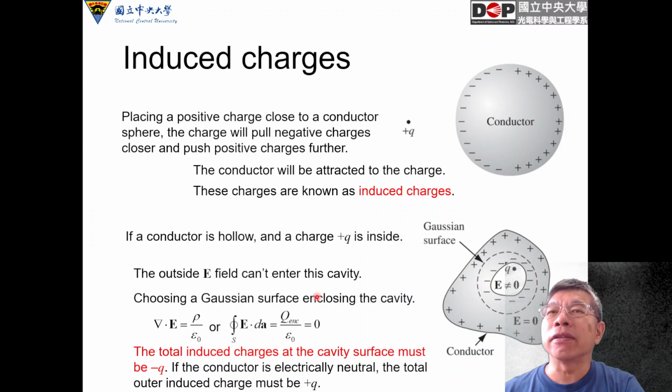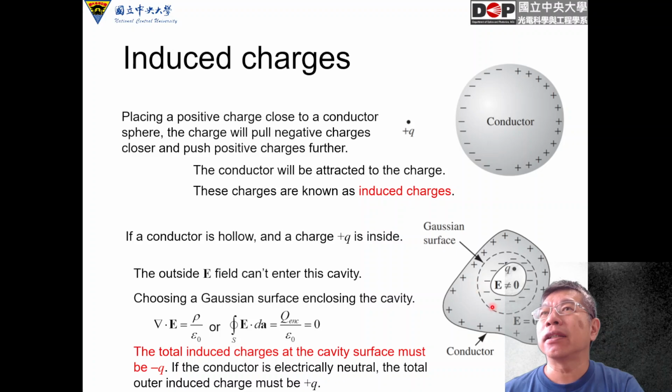So now we know the Gauss law. So the total induced charge at the cavity surface must be negative of this charge, because we chose it, it must be the enclosed charge. There is no electric field inside the conductor. That's what we said. So this electric field must be zero, and we know we place a charge Q here.